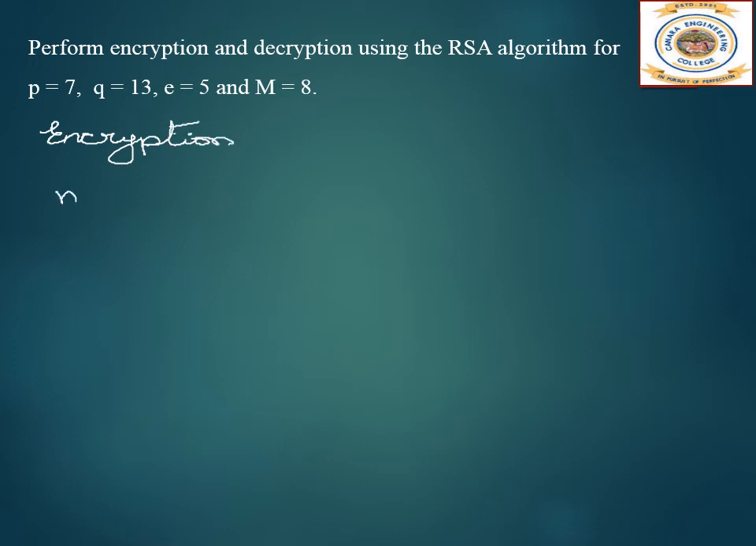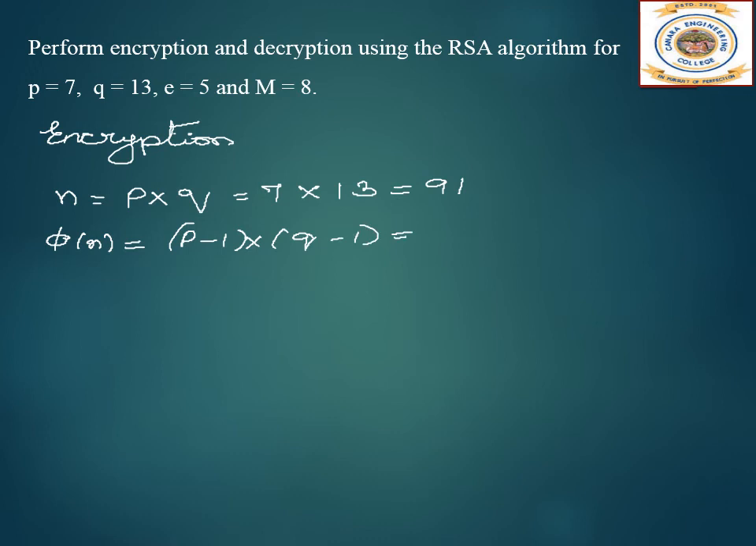first we need to calculate n. N is equal to P into Q. So 7 into 13, which is equal to 91. Next, you have to calculate the totient function phi of n. Phi of n is equal to p minus 1 into q minus 1, because p and q are prime. So this is 6 into 12, so this will be 72.